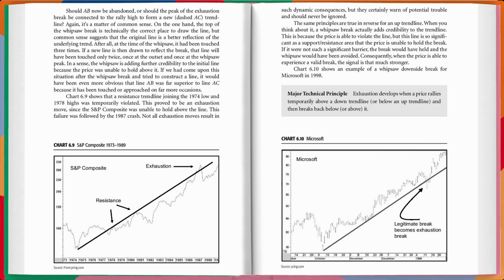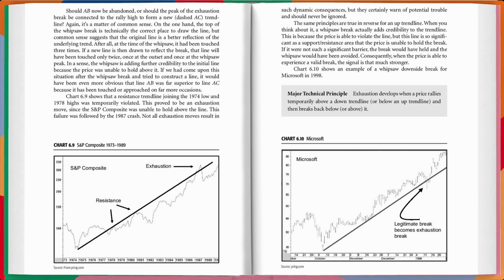Again, it's a matter of common sense. On the one hand, the top of the whipsaw break is technically the correct place to draw the line, but common sense suggests that the original line is a better reflection of the underlying trend. After all, at the time of the whipsaw, it had been touched 3 times. If a new line is then drawn to reflect the break, that line will have been touched only twice, once at the outset and once at the whipsaw peak.